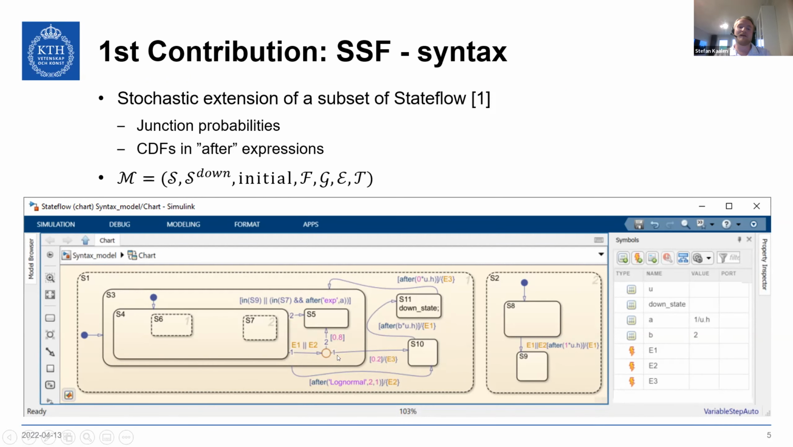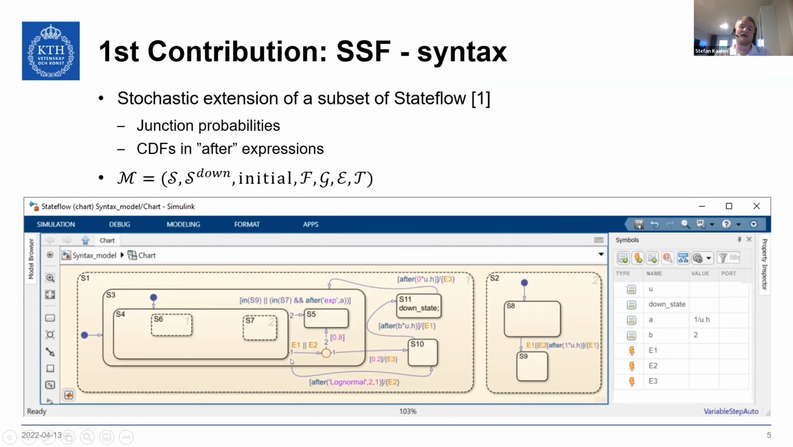We also have probabilities in one other way, which is what we can see here. If we are in S4 here and receive one of these condition events, then this transition is triggered. And using this junction, we can then find that with probability 0.8, we will end up in S5 and will not send an event. And with probability 0.2, we will end up in S10 and we will broadcast the event E3.